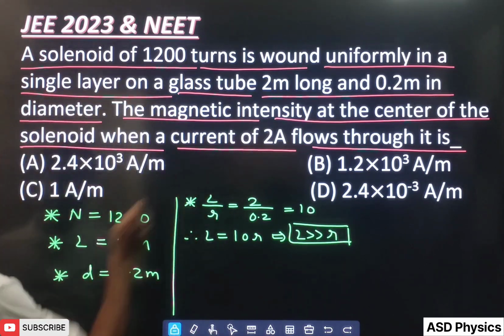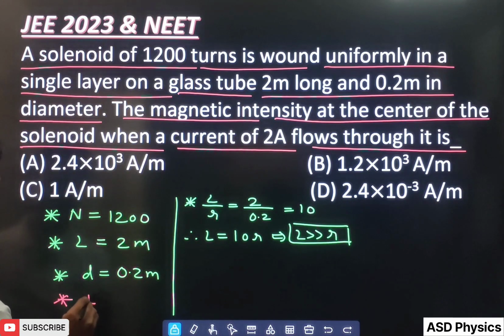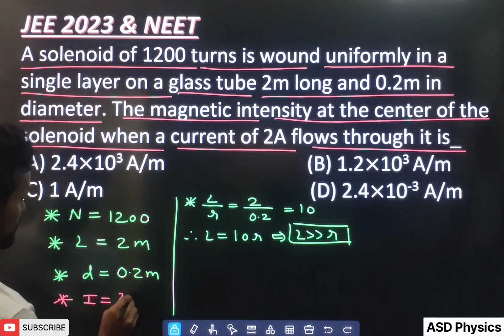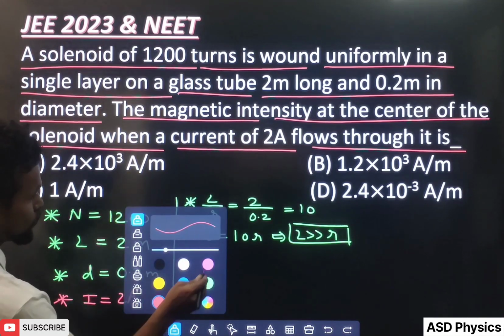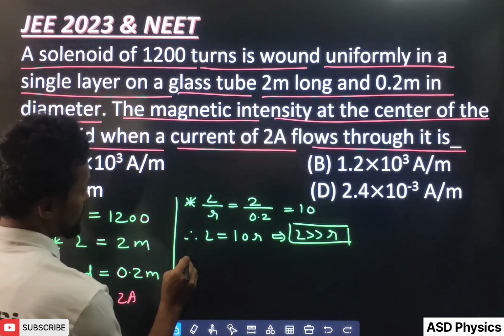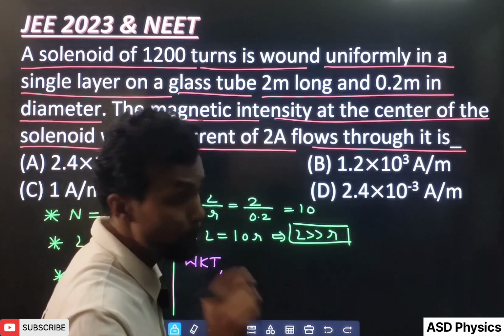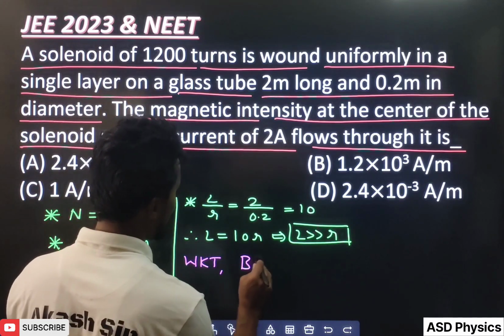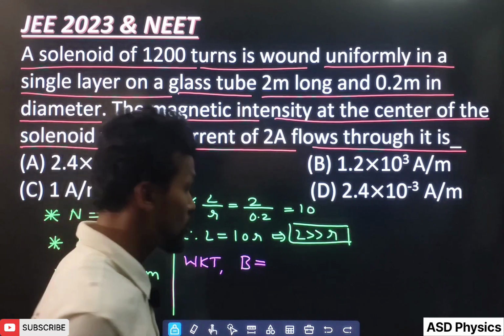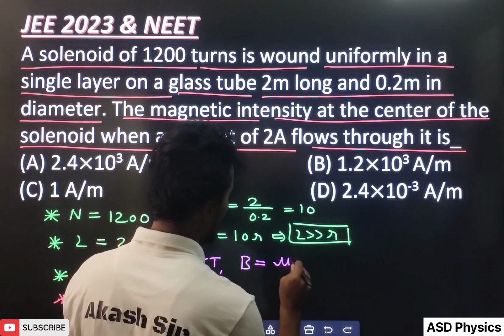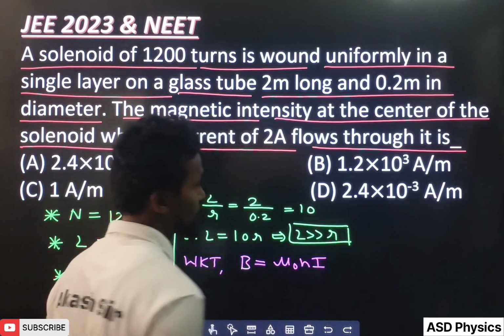Okay, and one more thing, current how much is given here? The current is given here, students, 2 ampere. Okay, so now we are going to use the formula. See here, we know that the magnetic field of the solenoid B equal to how much here, students? Remember that here, B equal to mu naught N i.